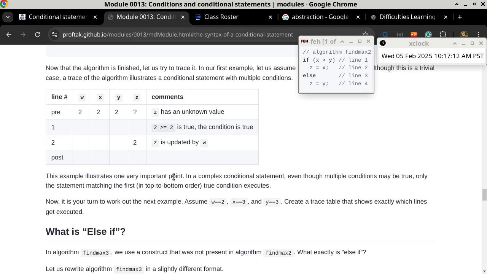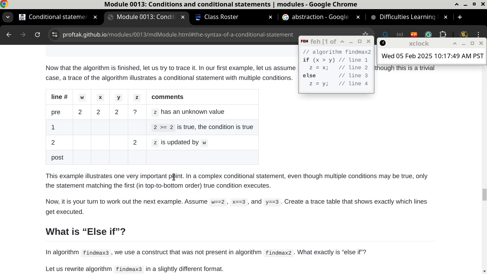Line 2 is going to copy the variable w to the variable z, and therefore z gets a value here. And then after that, we exit the entire thing. So we go straight to post because there's nothing else that we need to do after line 2 in this particular case. So that's kind of the standard of how we trace a conditional statement. You have to indicate what condition we are evaluating on which line and whether the condition is true or false before you go to the next place to continue the execution of the code.